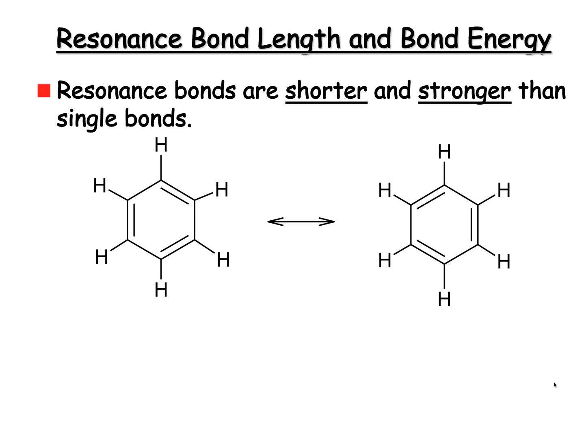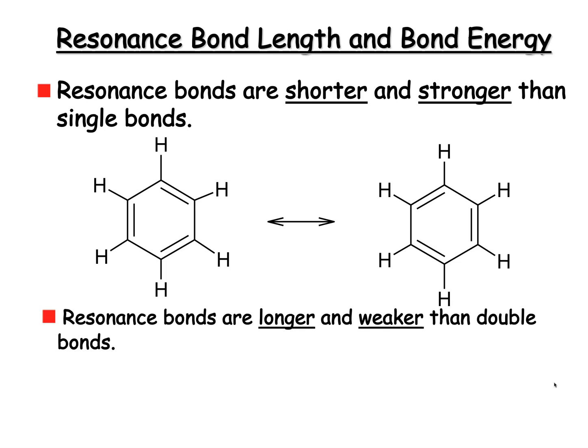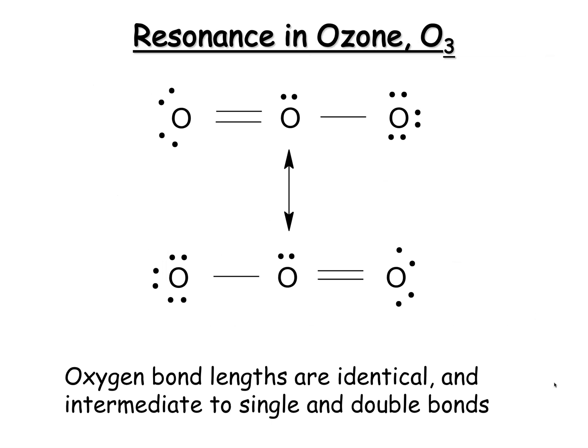So, as we just alluded to, resonant bonds are shorter and stronger than single bonds, but they're also longer and weaker than double bonds. Again, this comes about because the electrons are constantly moving. They're constantly changing their location. Questions? Okay, here's just another example of ozone, showing the same thing, atoms in the same place, but double bond in a different place.